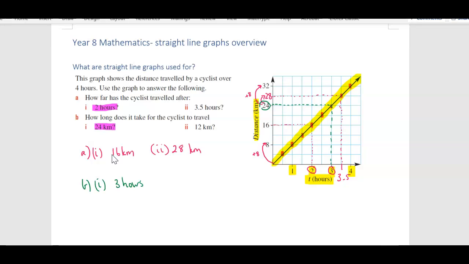All right, and then part 2, 12 kilometers. Again, it's not written on our scale, but we know that each minor line is 4, which makes this one 12. So we go across and then down. Again, no number there, but it's halfway between 1 and 2, so it's going to be 1.5.